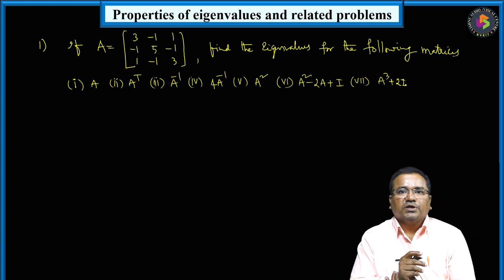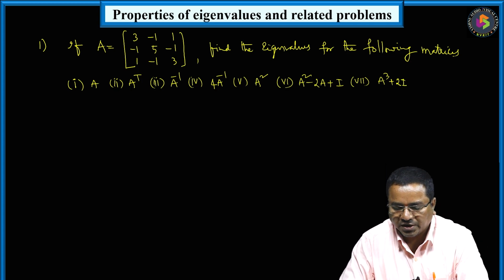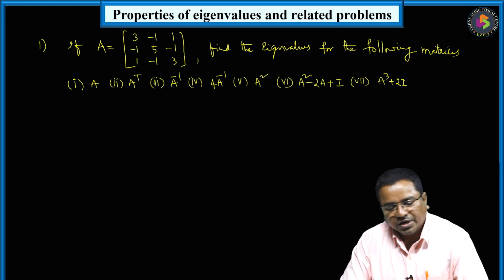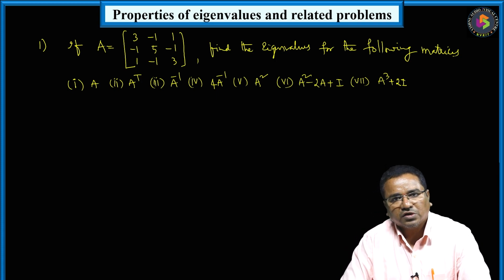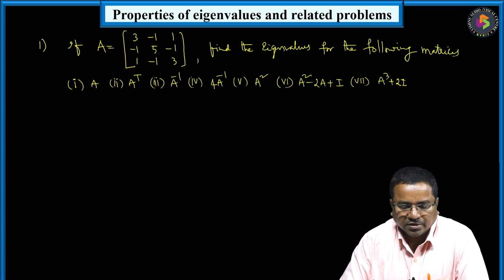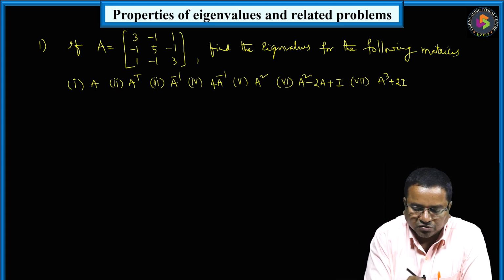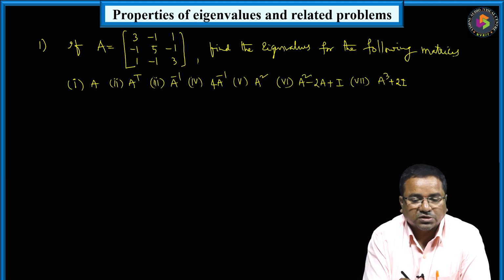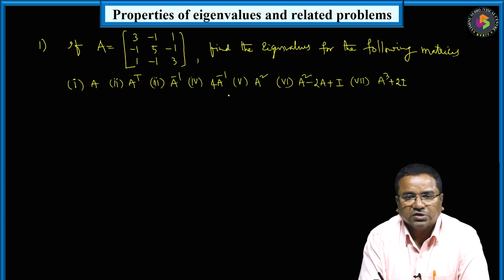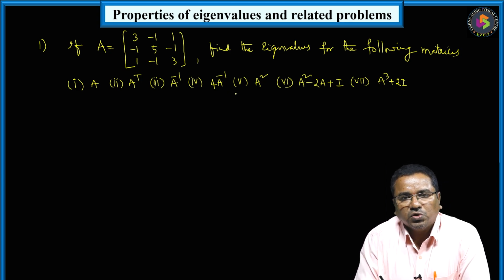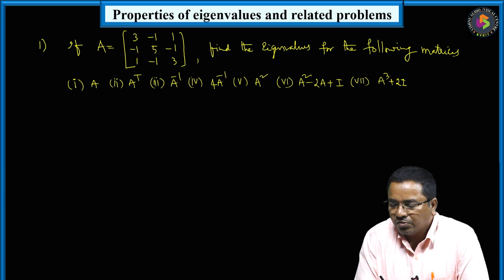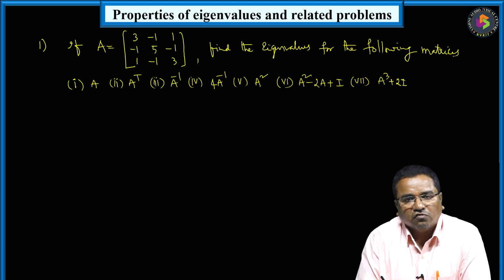So the question is, he has given one 3 by 3 matrix. Once you know the eigenvalues of this matrix A, then by using the properties of eigenvalues, we compute the eigenvalues of the following matrices: A transpose, A inverse and 4A inverse. All these we can obtain by using the properties of eigenvalues. But before that, we have to find the eigenvalues of matrix A first.